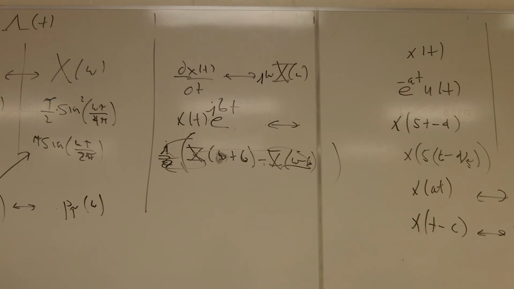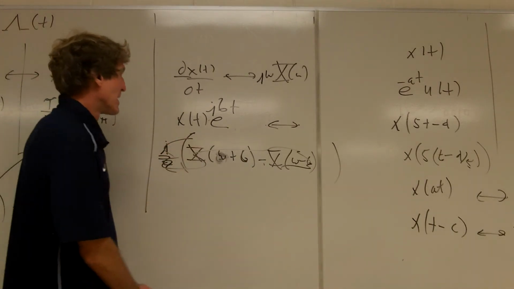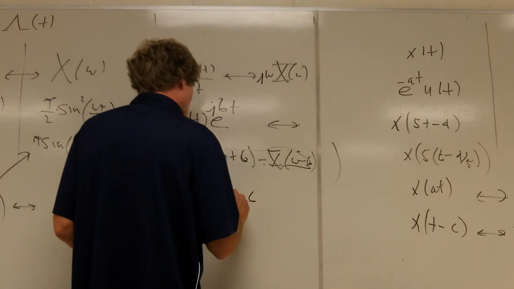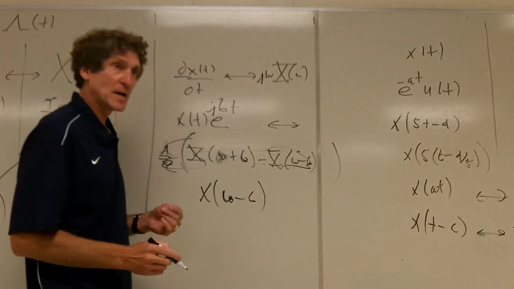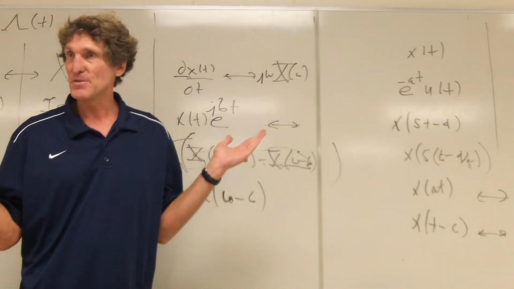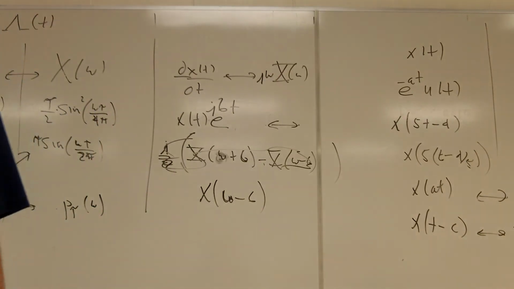So duality? No, don't use duality. Just look. This is multiplying by a simple complex exponential. Omega minus omega naught is X of omega minus 6. This is the one without the divide by 2 business. You just find out what X of omega is and subtract 6. You can get it from duality here, but I don't want to go there.